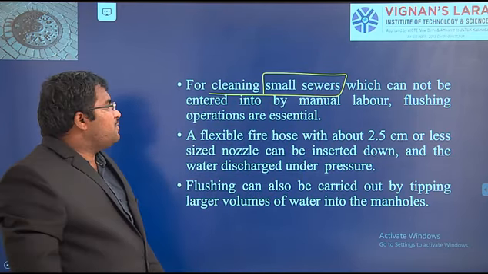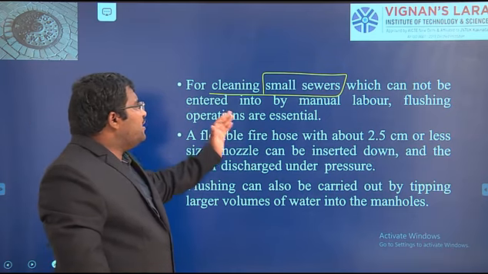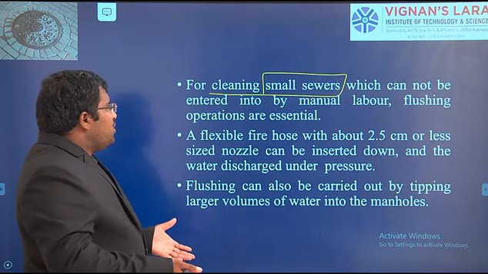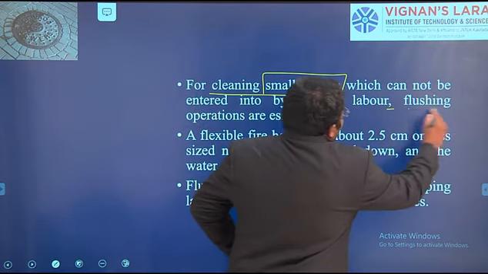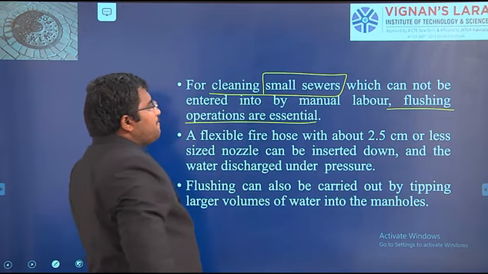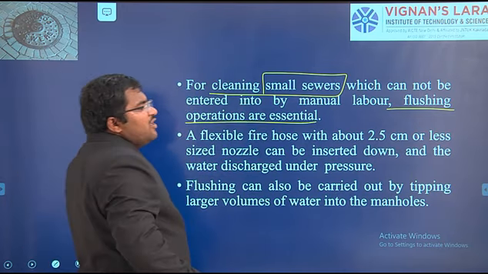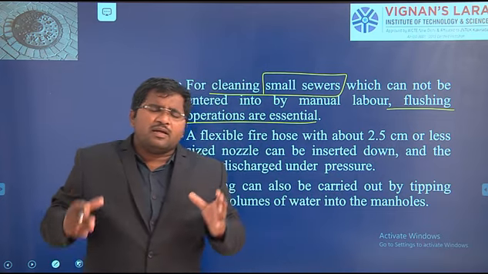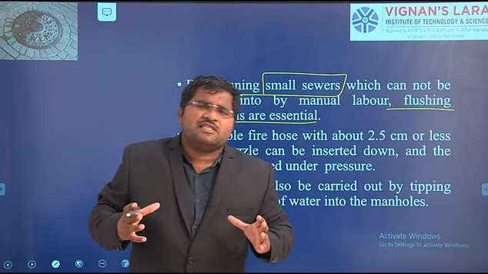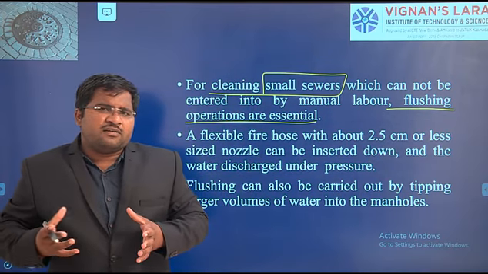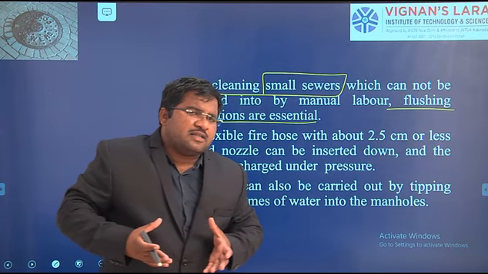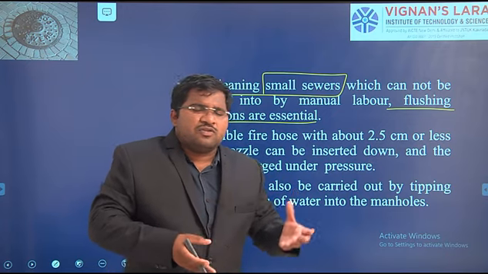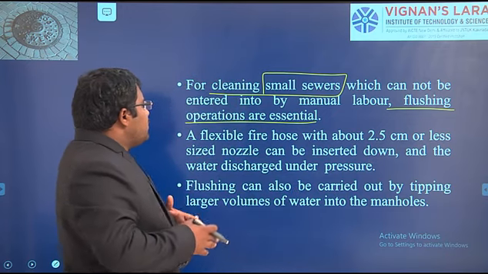Next, for small pipes, we will see the cleaning of small sewers. These cannot be entered by manual labor. Those very small pipes, we can't enter into them. So under such conditions, we use flushing operations. I told you what is meant by flushing. We dump a large amount of water with very high velocity, so that it aids self-cleaning velocity, and the water will carry all the silting particles along with it, so that the sewer will be cleaned. That is called flushing.